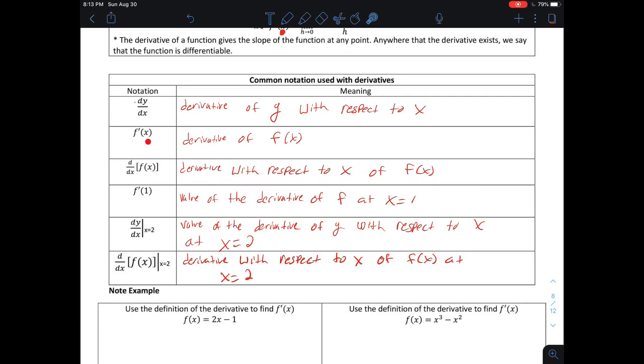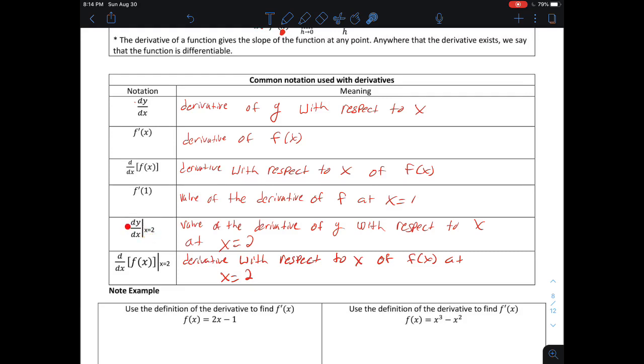Second one is f prime of x, which is the derivative of f with respect to x. And then another notation would be d over dx of f of x, which just means take the derivative with respect to x of f of x. We have f prime of 1, which is the value of the derivative of f as x is equal to 1. And then we have dy over dx with this vertical line here, and x equals 2.